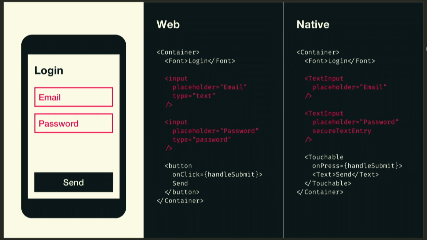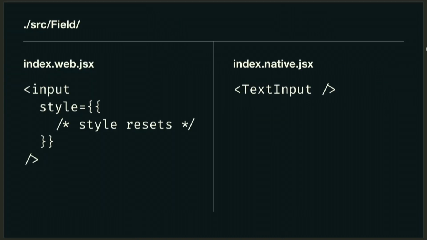We tackle the input component next. The input component is also very similar. We simply put the text input for native and the input for web, with some resets for the web. This is something that keeps popping up. The web has user agent style sheets that by default will affect your components. Native got rid of those. This is one of the linear things about native. So you need to actually reset your input to match the style of the text input.